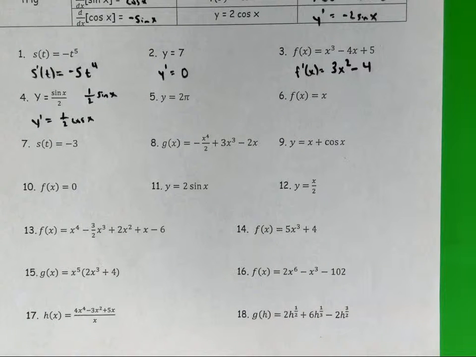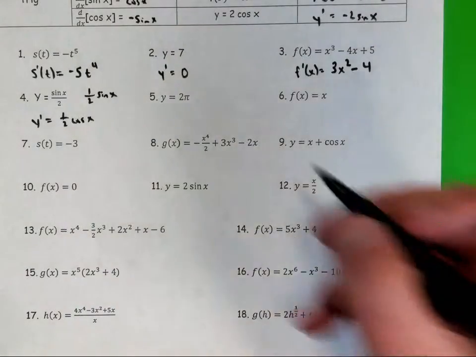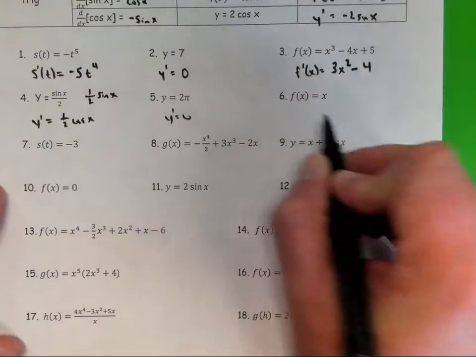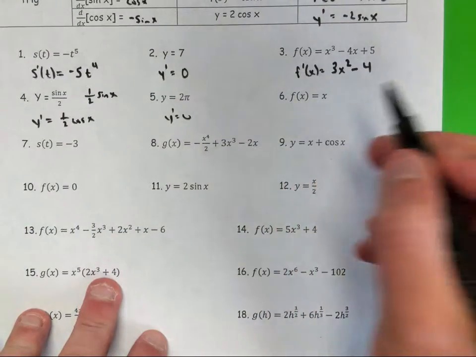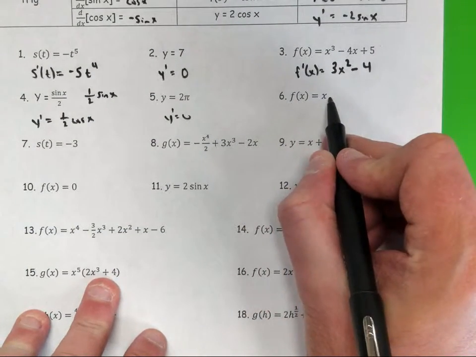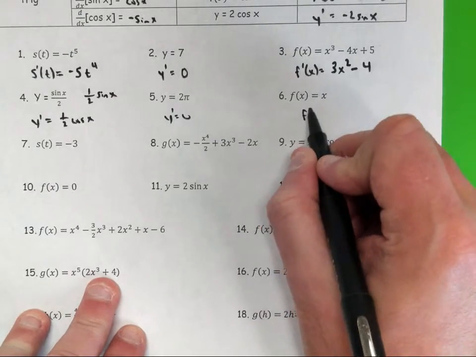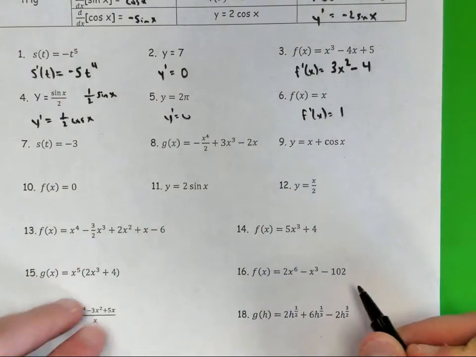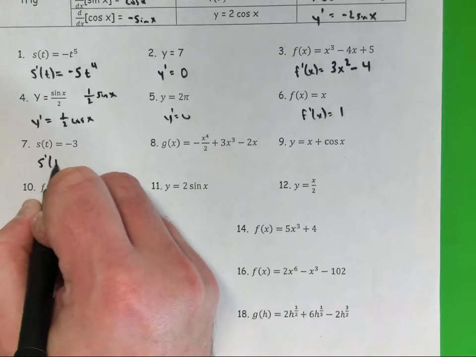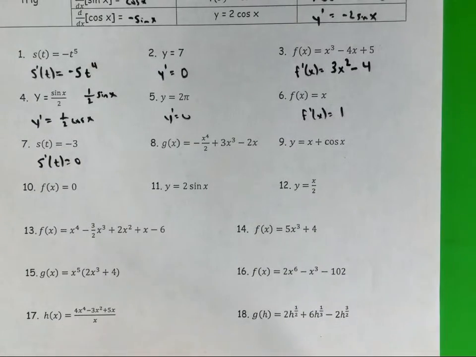That's good. Now, number 5, I got to ask you this: is pi a variable? No, that's a number, isn't it? So 2 pi is just like a constant, isn't it? So y prime equals what? 0. Y'all like this way better? Yes. All right, we're just spending today and tomorrow on this. Okay, number 6. Y'all should know that. When it's just a single variable, what is your derivative? 1. Very good. Number 7. That should be easy. What is that? 0.